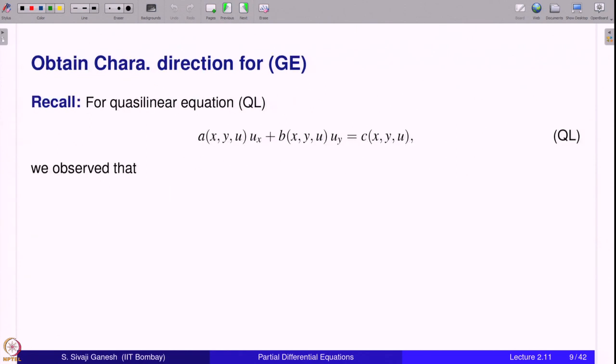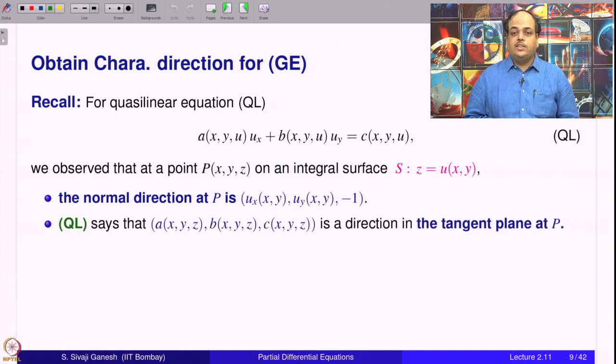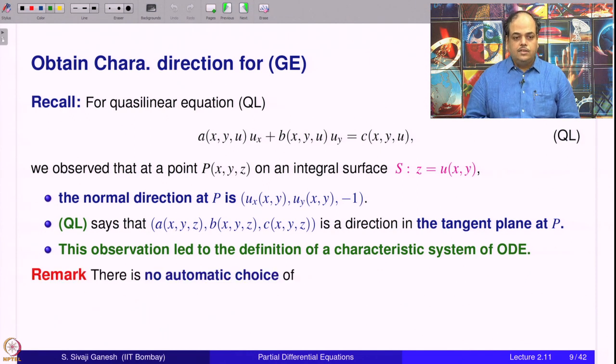Recall, for quasi-linear equations, the equation gave us a characteristic direction. The equation QL is A u_x plus B u_y equal to C. What we observed is, if you take any point P on an integral surface given by z equal to u(x,y), the normal direction at P is (u_x, u_y, minus 1), and the equation tells that (A, B, C) is a direction in the tangent plane at P. This observation led us to define the notions of characteristic system of ODEs and characteristic curves. Once again, there is no automatic choice of such a characteristic direction for general equations.